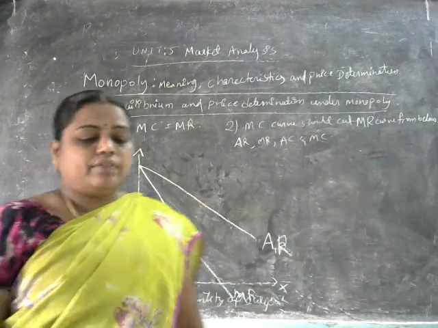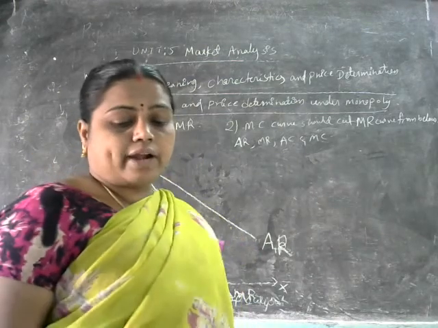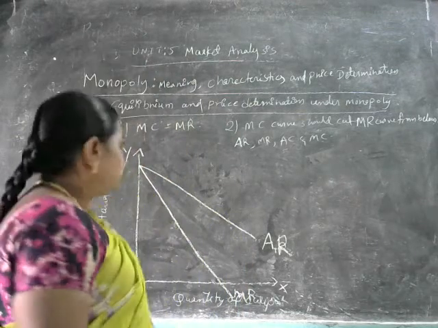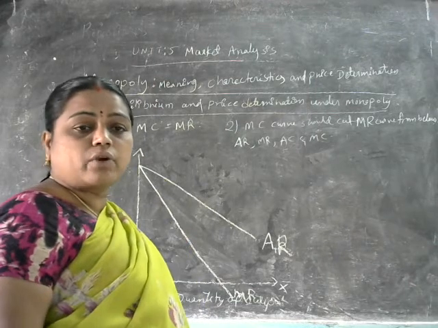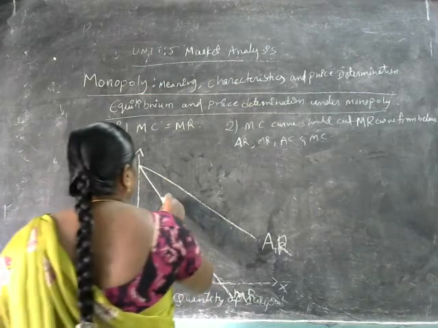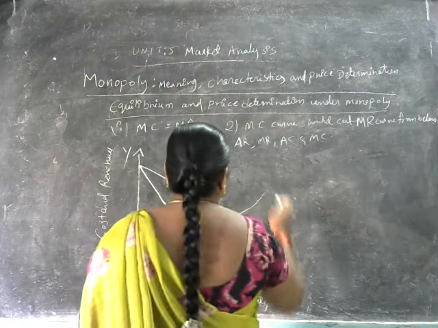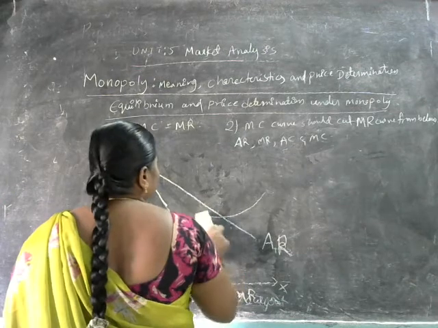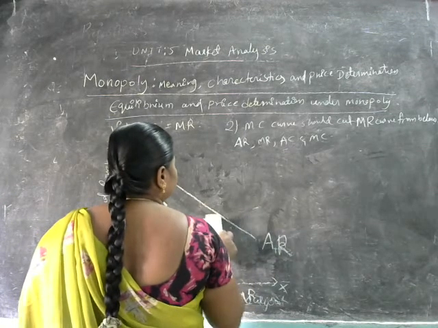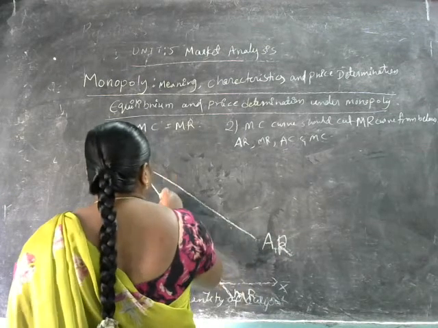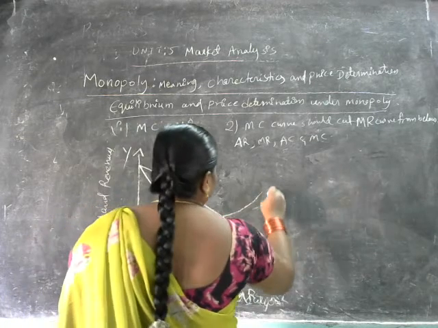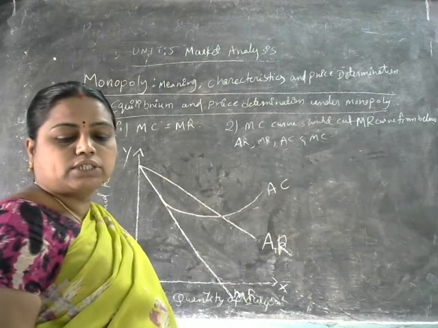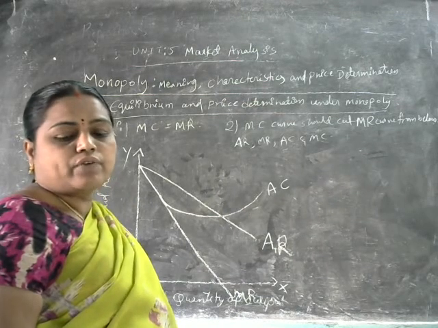So then the next one. The marginal cost curve and the average cost curve are both U-shaped curves, as we have discussed. First we are going to draw the average cost curve. This is the average cost curve here.